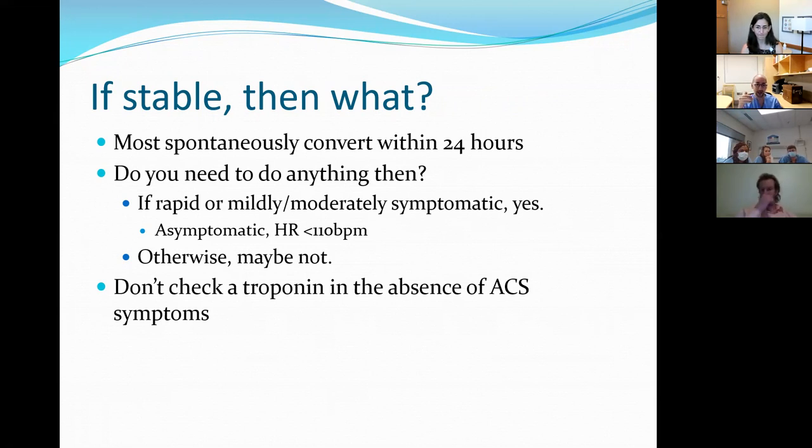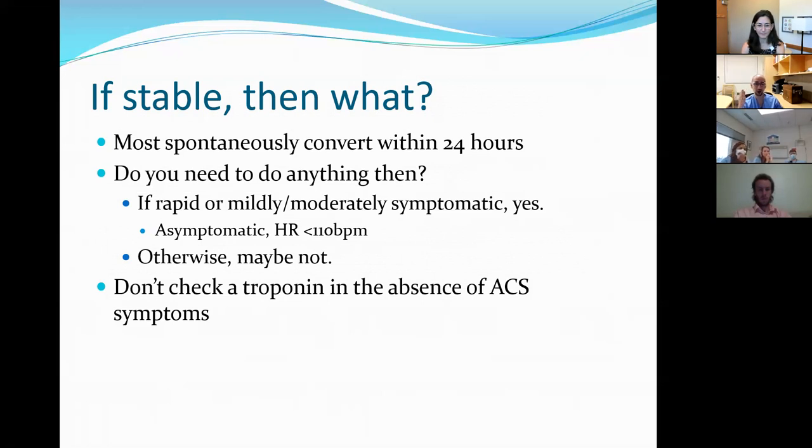So you may not need to do anything, even though there's this sense of, I have to do something because something changed and it's my job on call to do something. But that's not always true. If you have someone who's going really fast or they have severe symptoms, cardiovert. But with mild to moderate symptoms, then yeah, I would do something. But if it's someone who's not symptomatic and their heart rate is less than 110 beats per minute, I typically would let it ride and see what happens.